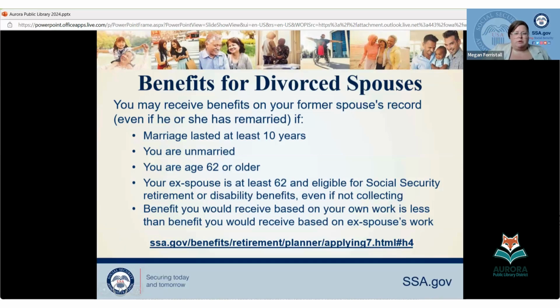Age 62 or older. Here is the big difference with divorced spouse benefits. Remember how I said for a spouse benefit, that spouse needs to be either filing or receiving? That is not the case with divorced spouse benefits. So you can receive off a former spouse or they can receive off yours, depending, again, on who's the higher earner, as long as the former spouse is at least age 62 and is eligible for Social Security, meaning they have their 40 credits or even if they're on disability. So that's the big difference with the divorced spouse's benefits.